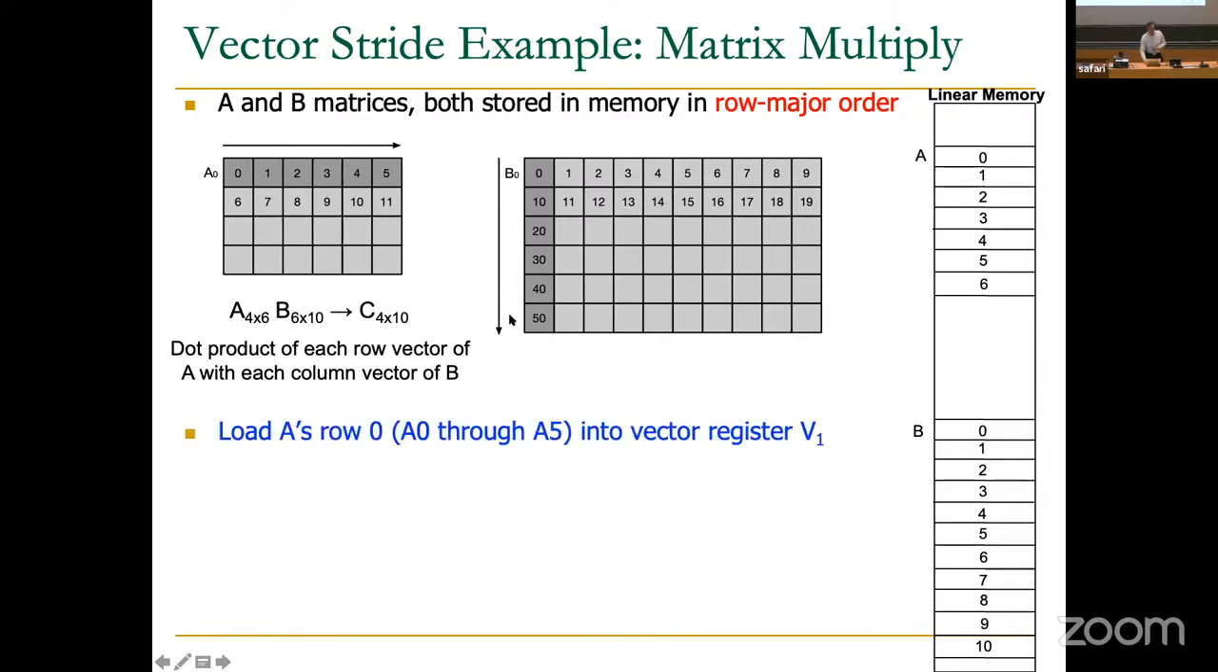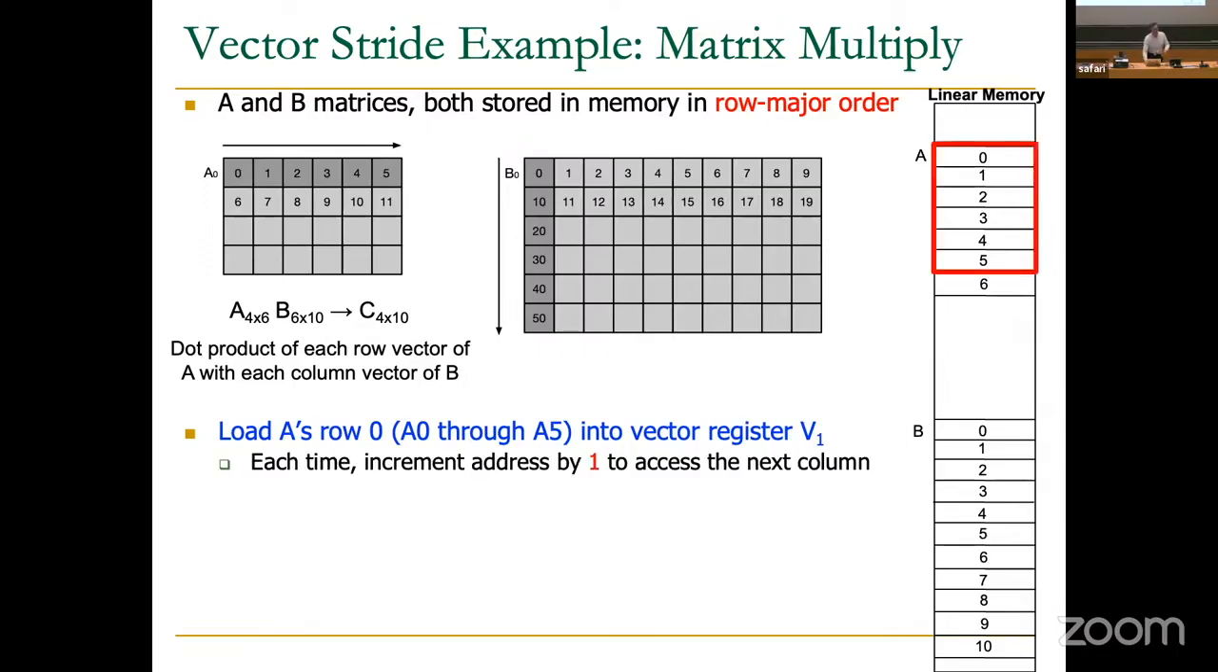So let's take a look. To be able to do that, you need to load A's row 0 into vector register V1, or whatever vector register, meaning this A0 through A5, offset 0 through offset 5. And these are consecutive in memory. Each time you increment the address by 1 to access the next column, or next element in the row. Clearly, it's the next column. So this is a case where we have a stride of 1. Consecutive elements are in consecutive locations. The distance in memory is 1 apart in terms of the address.